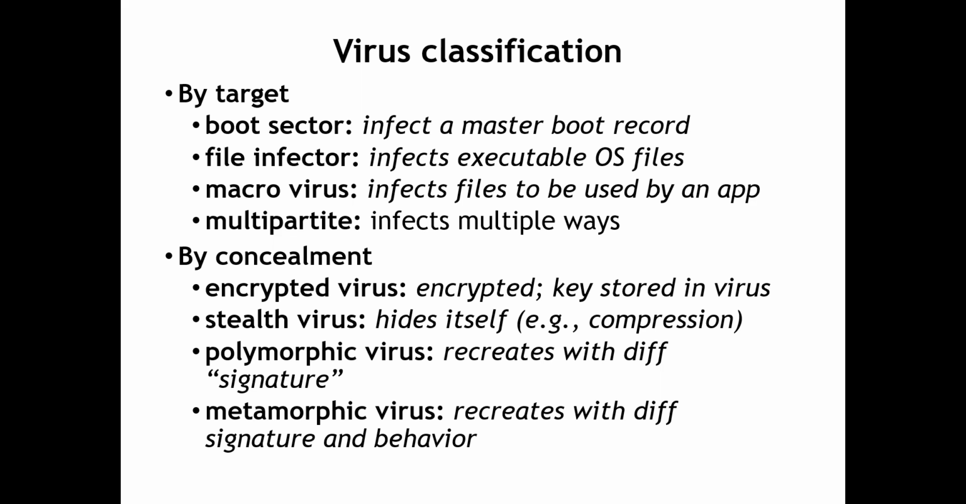Metamorphic viruses recreate themselves with different signature and different behavior. By the way, even COVID went to a level where it came from being polymorphic to also being metamorphic. It reached a point where it was changing from alpha to beta and onward, and they gave it all kinds of names.